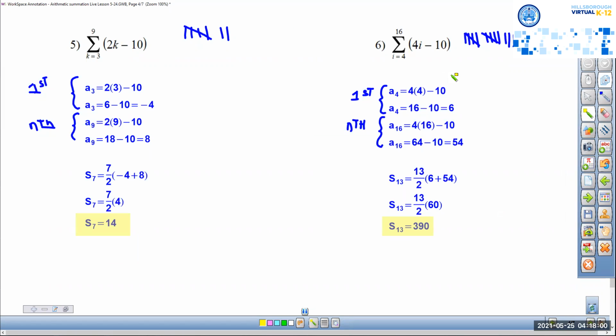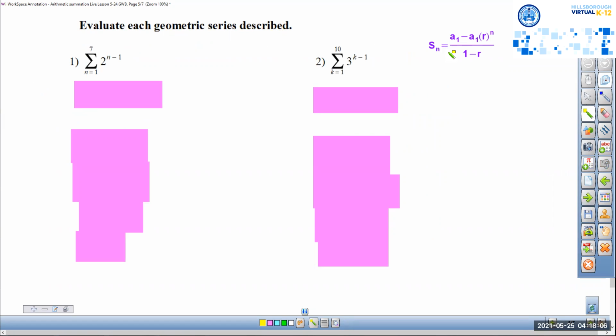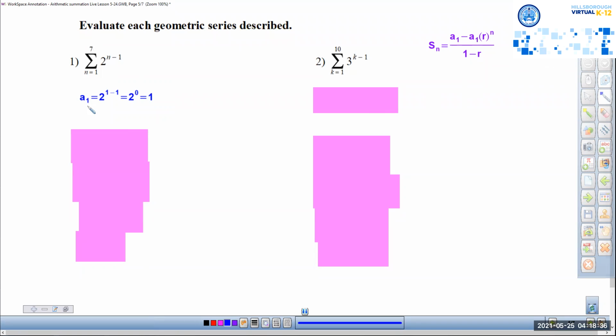Okay, this was arithmetic. And now we're doing geometric, and the formula is different. So the sum of the n terms in the series is the first term minus the first term times the ratio to the nth power, and then over 1 minus r. So this one also, and with these, we will be starting them at 1. So if you plug 1 in here, a sub 1 equals 2 to the 1 minus 1, which is 0. Anything to the 0 power is 1.